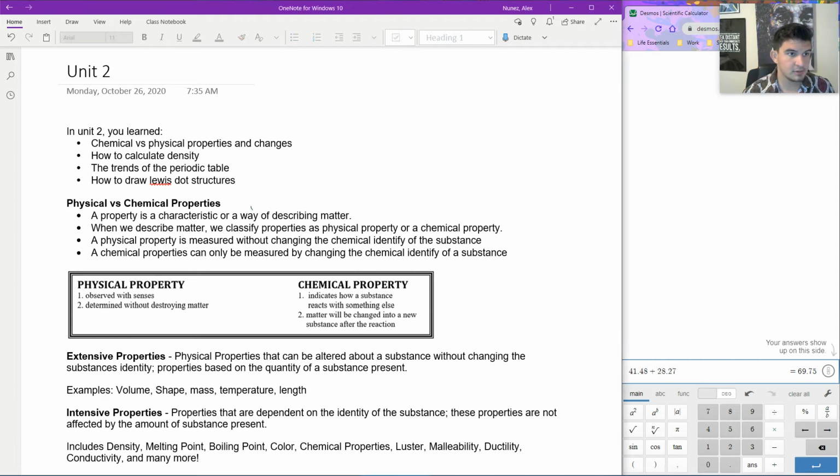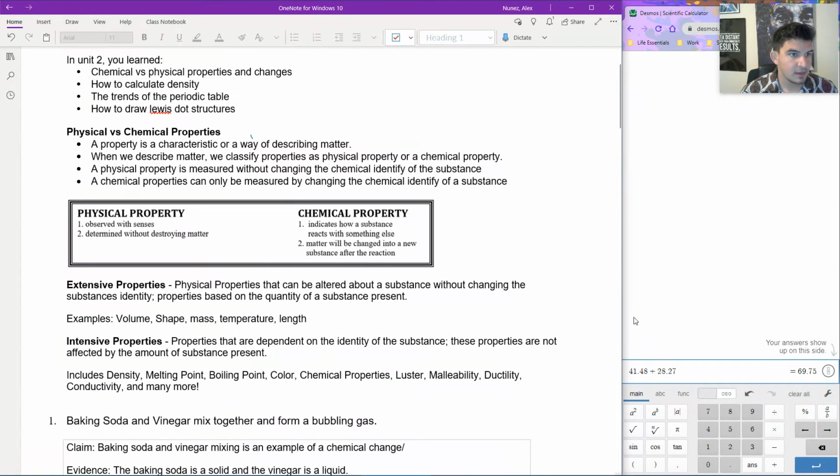Hey, chemistry, here is our Unit 2 Common Assessment Review. In Unit 2, we really only learned four things: physical and chemical properties and changes, how to calculate density, the trends of the periodic table, and how to draw Lewis dot structures.